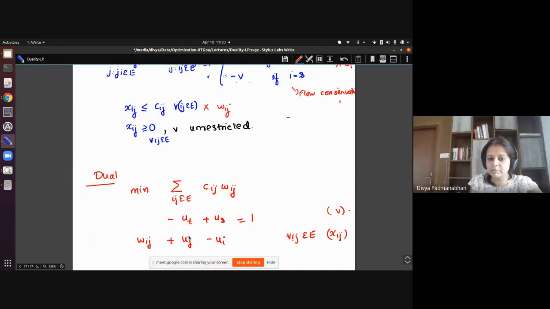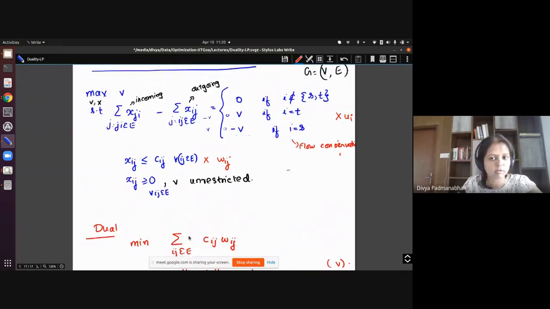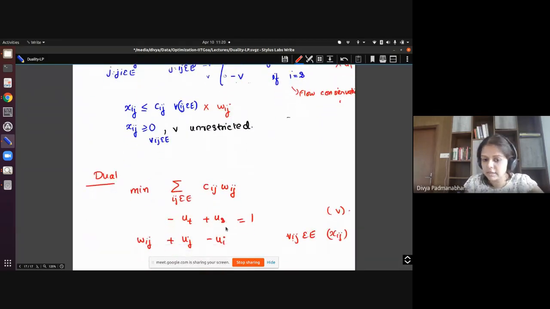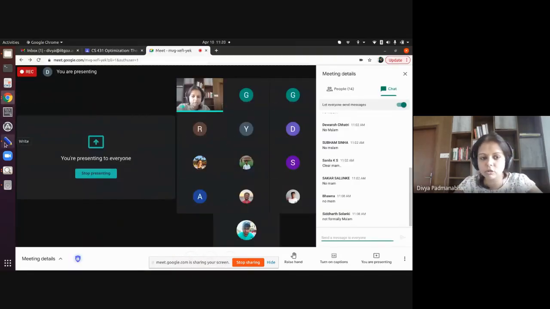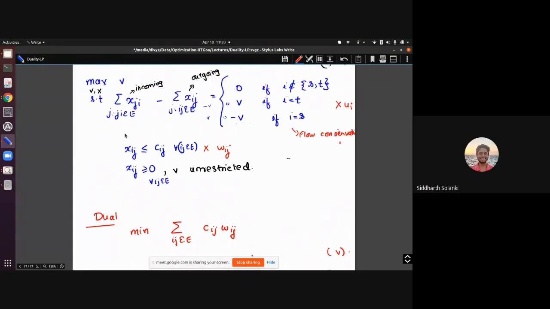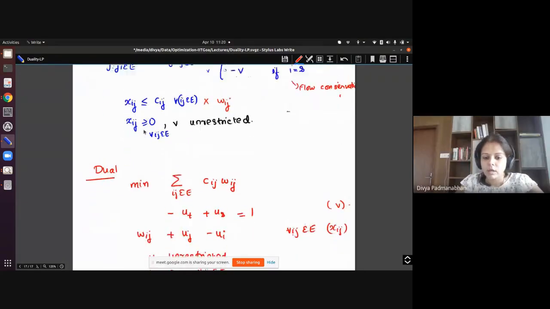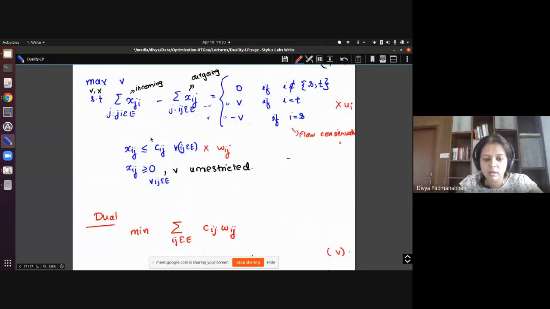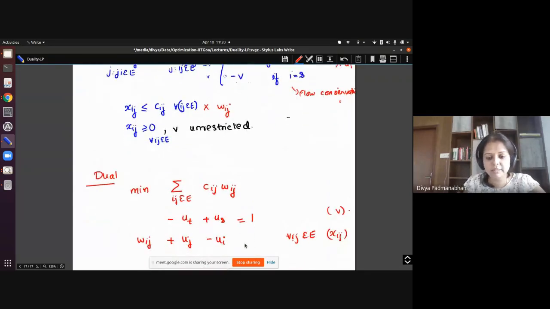I don't know if this is making sense to all of you. Are there questions? I can go over this again. Are there questions on how this constraint came? We still have to write the right hand side, but on this left hand side, is it clear? Yes, ma'am, it is clear. It's clear? Okay.